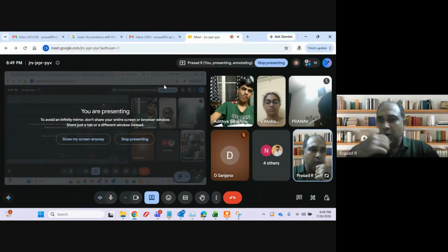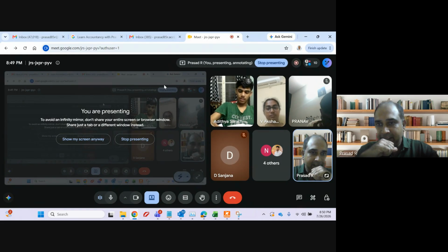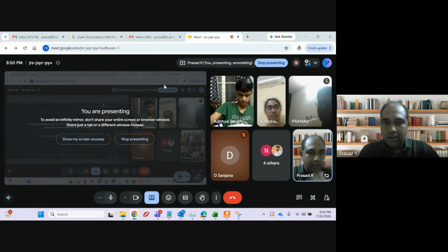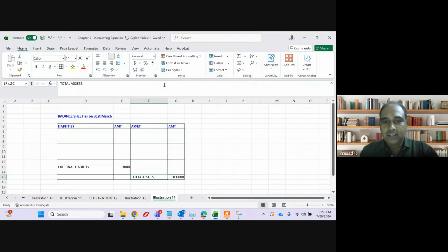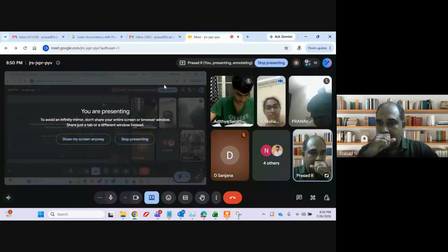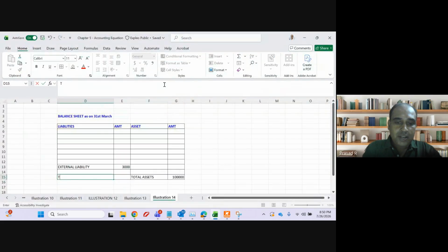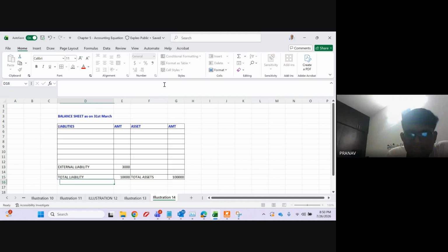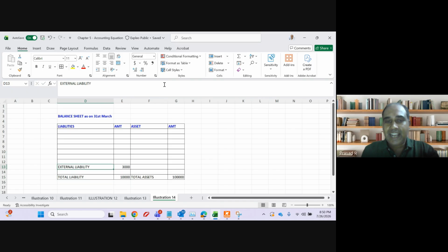So my total assets, should it be equal to the balance sheet liability side total also? Yes or no? My total asset and liability side total should be equal or not? Yes, sir, equal. So I will call it total liability. Total liability will also be how much? 1 lakh. So I know my total liability, I know my external liability, I will get my internal liability.